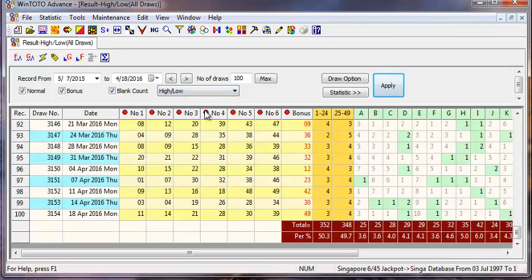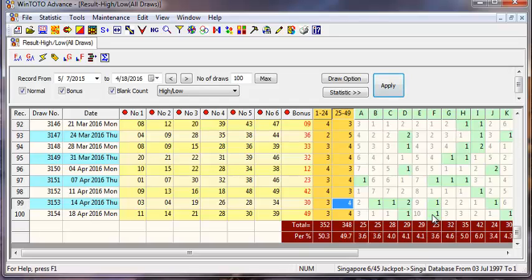Now, the other one that you can take a look at is high and low. You can see for yourself that currently, based on including the bonus number, the low, which is 1 to 24, is 3, and 25 to 49 has got 4, and it's been going on for the past 2 draws. 3 low and 4 high. High numbers, starting from 25 to 40.